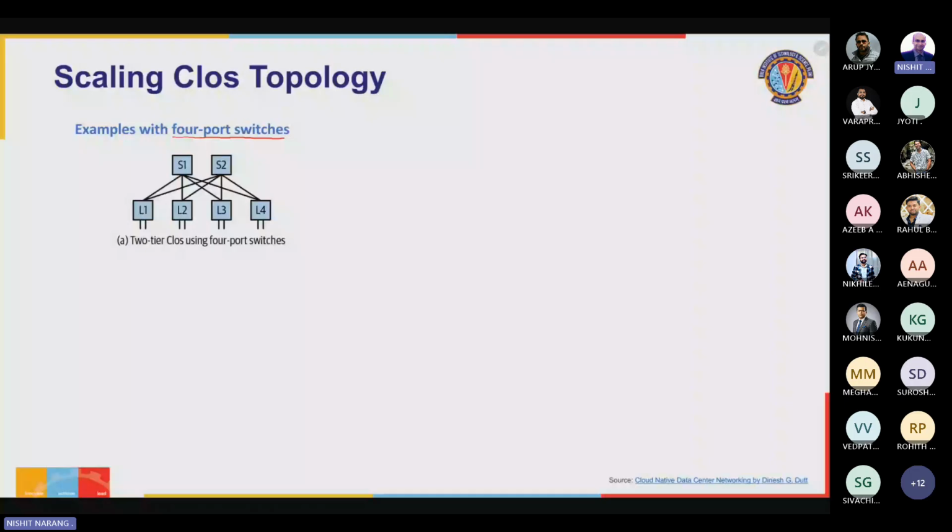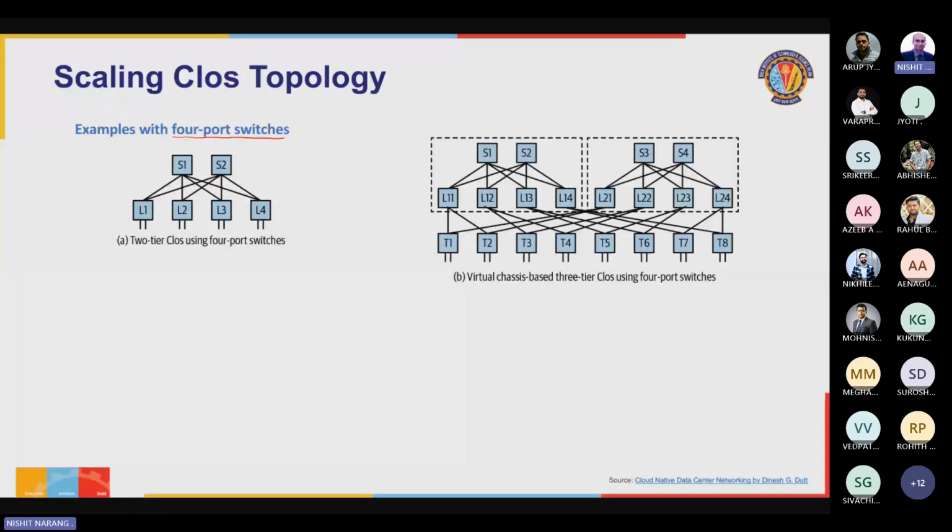But I don't want to throw away S1, S2, L1, L2, L3, L4 as well. 4 port switches is my basic building block. So what is the way to extend it? The way typically that data center network administrators use to extend is, as I said, use this small block as a building block, right? And create more tiers or hierarchies in the network topology so as to grow the number of servers. Now, there are 2 ways I can do this.